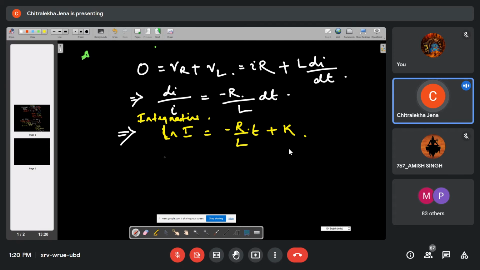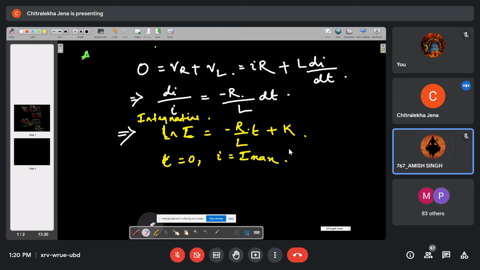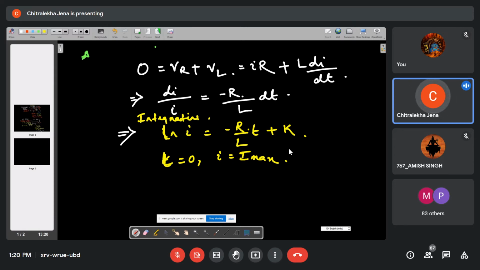So K can be found from the initial condition, t equal to 0. What is the value of i? i will be equal to I maximum. This is your small i, not capital I. So i equal to I maximum at t equal to 0. So what will be the value of K? K is equal to ln of capital I. Got it? All of you understood, or is there any doubt? Tell me.